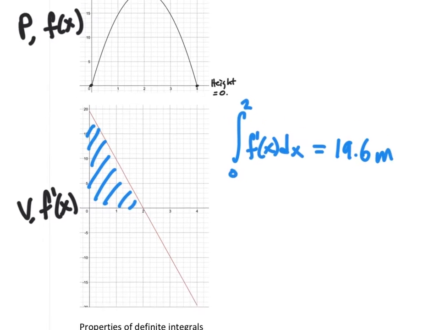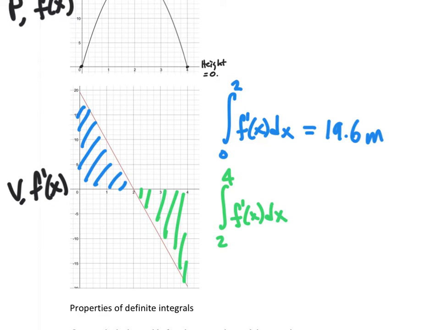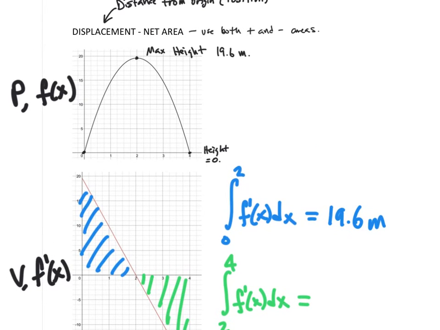Now, let me ask you this. If I wanted to calculate the area between 2 and 4, this graph is below the x-axis, okay? And so the question is, if I integrate from 2 to 4 of f prime of x dx, then I have traveled a distance of 19.6 meters. But you have to think about something.